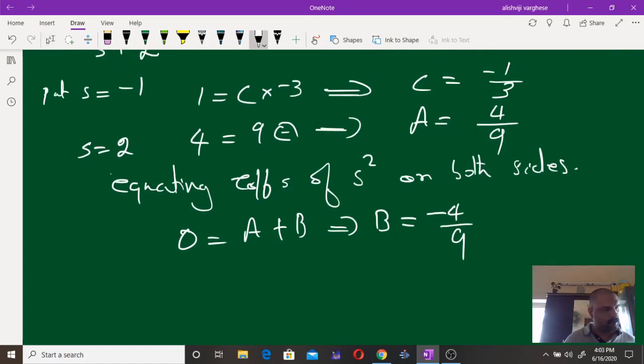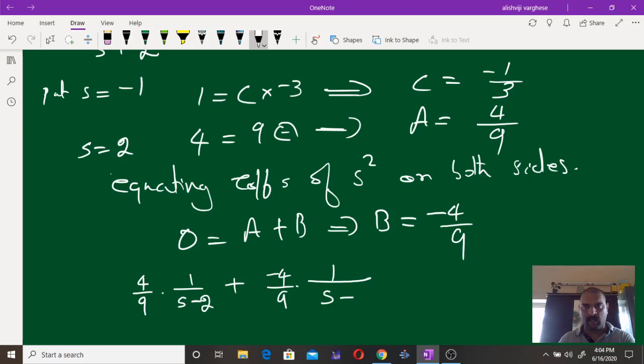So the given function becomes 4 by 9 by (s minus 2), plus minus 4 by 9 by (s plus 1), then C is minus 1 by 3 into 1 by (s plus 1) the whole square. So this is how we use partial fractions.